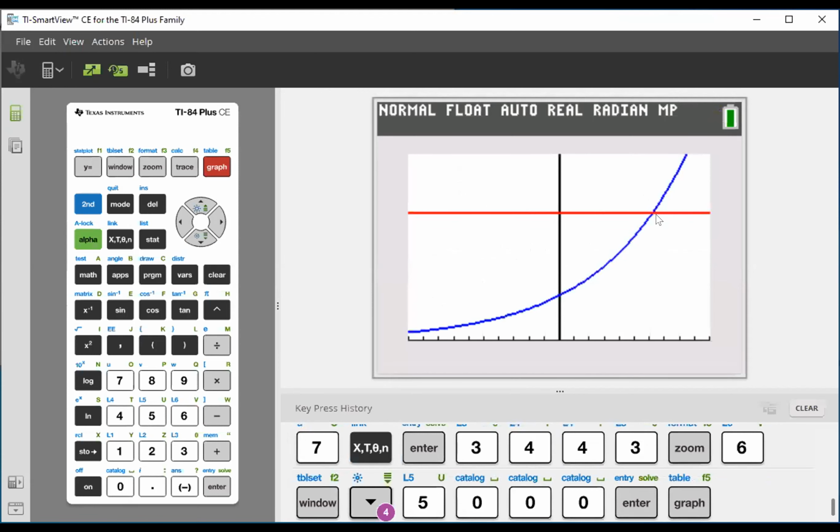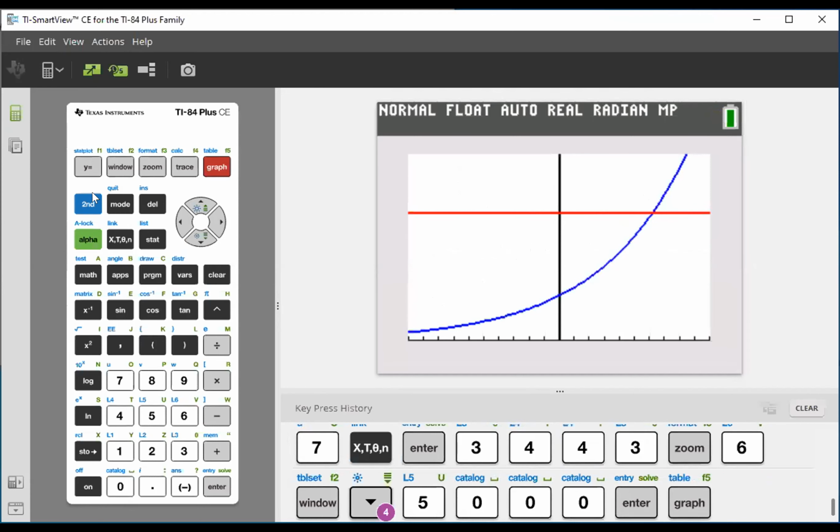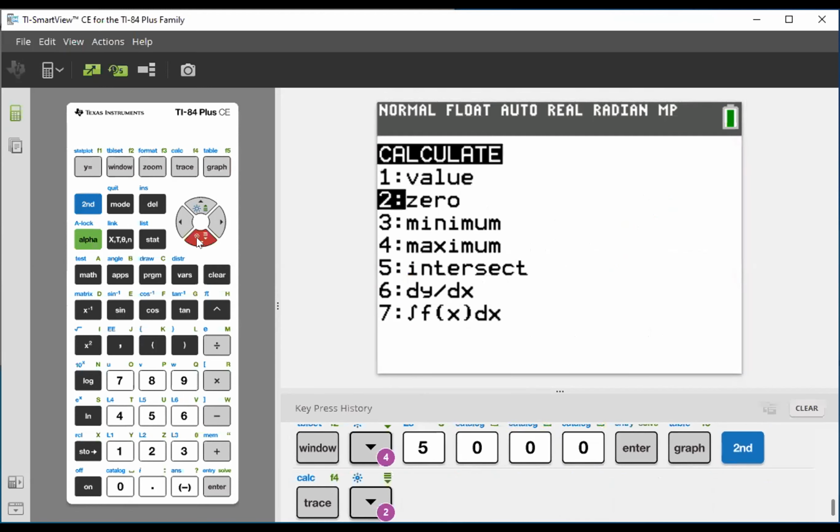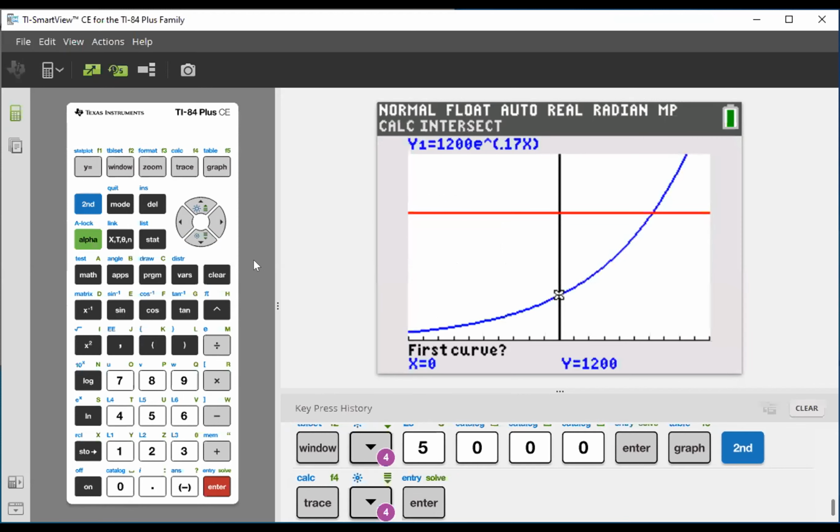Do you see that we have an intersection here? Now let us try to find the intersection. How do we find the intersection? We use second, trace. Then we choose number 5, intersect, or you could just punch 5. Usually I like to move the cursor closer to the intersection point. Then it will ask 3 questions: first curve, second curve, and guess. So basically, you just need to press enter, enter, enter. Okay, so your answer is about 6.2, right?